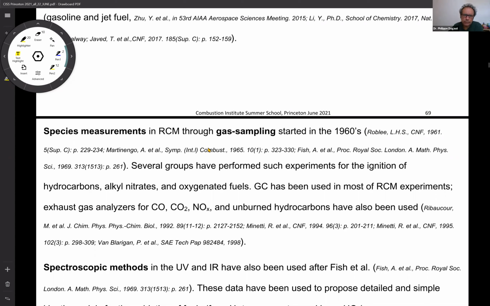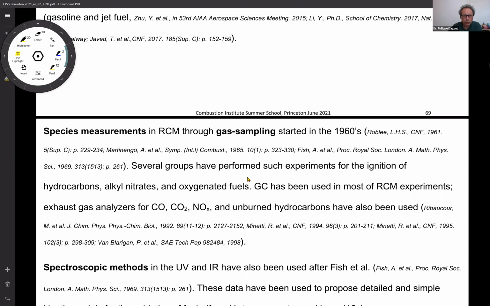Spectroscopic methods in the UV and infrared have been used, and started with studies of Fish and coworkers in the 60s. These data have been used to propose detailed and simple kinetic models for the oxidation of fuels from hydrogen to oxygenates and large hydrocarbons. And for details, you can refer to this Progress in Energy and Combustion Science paper by Song and Kiran.